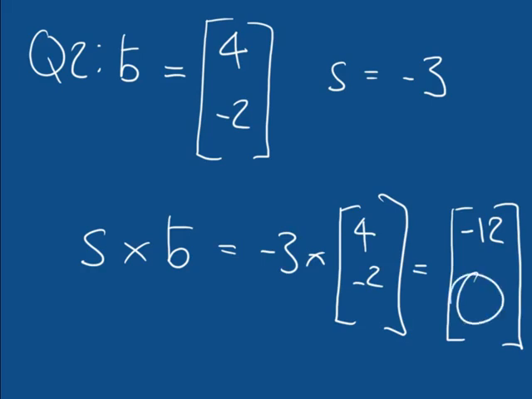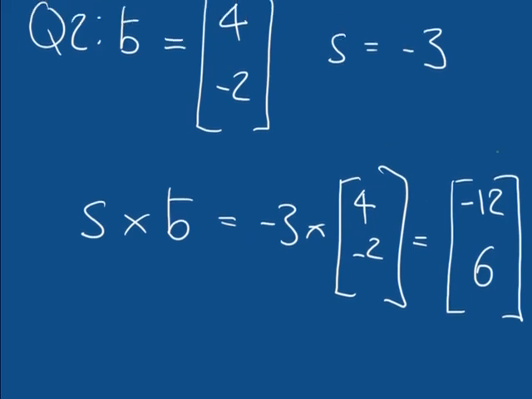The second component is going to be equal to minus 3 times the second component of our vector, which is minus 3 times minus 2, which of course is going to be positive 6. So that's a positive value of 6 because the two negatives cancel each other out. So our result vector is minus 12 and 6.